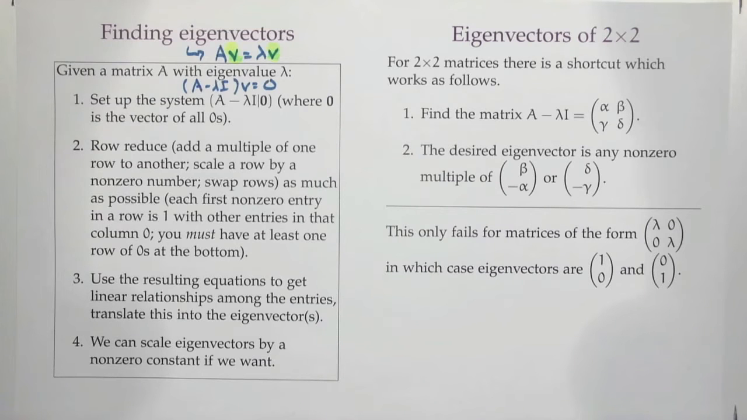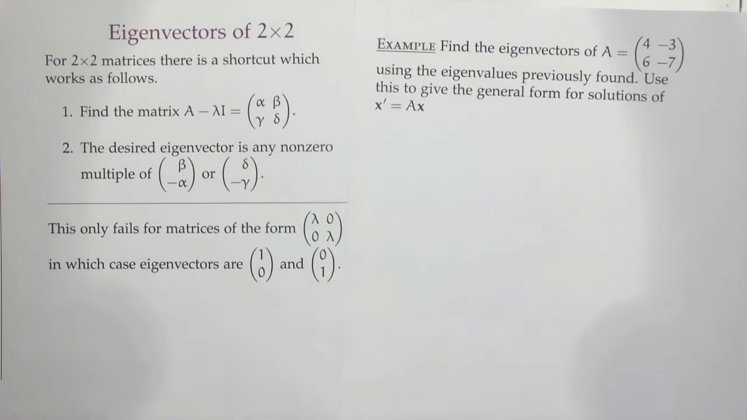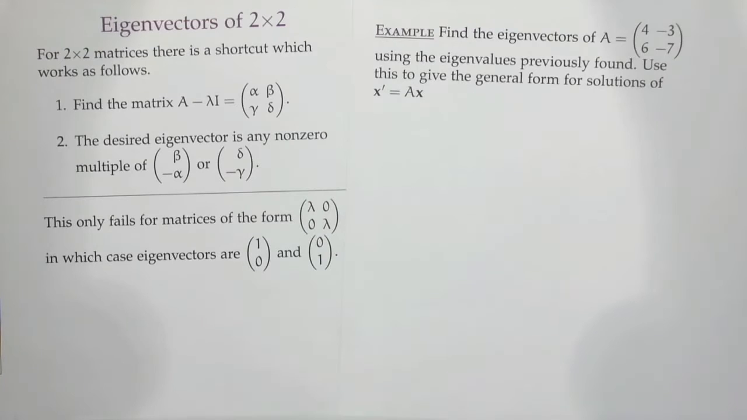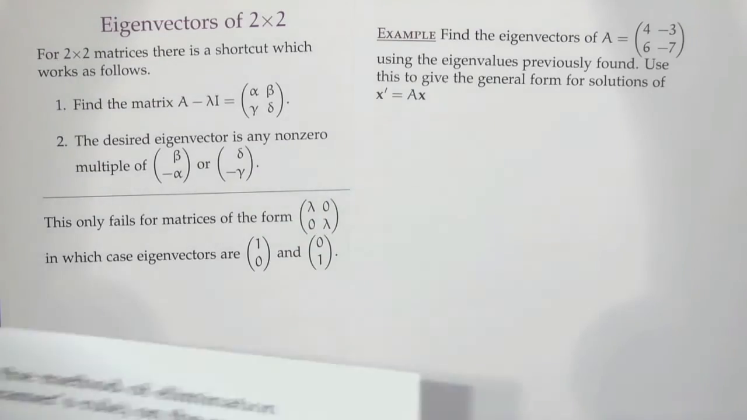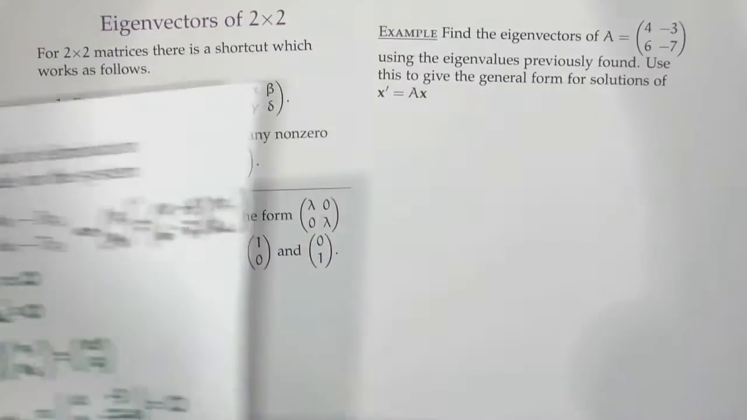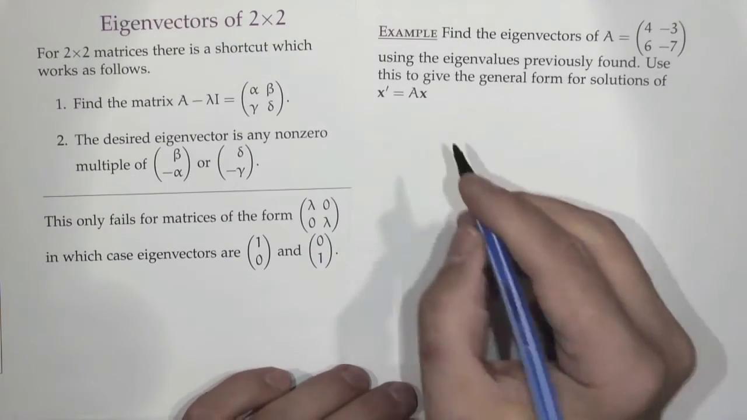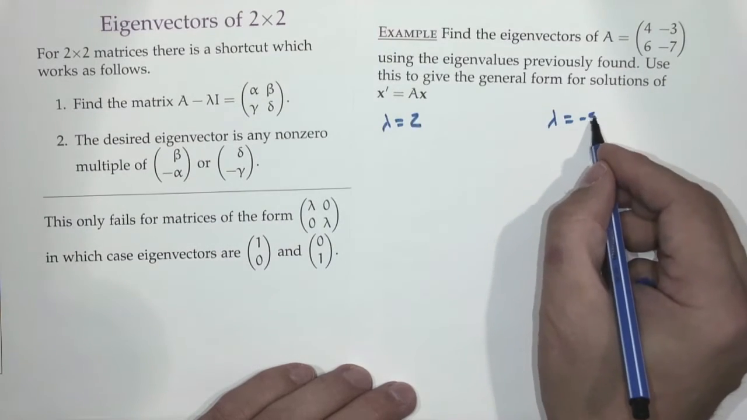All right. Let's do an example. So we'll have this for reference while we work our example. Find the eigenvectors of A equals [4, 3; 6, -7], using the eigenvalues previously found. So do you remember what those were? Yeah, 2 and negative 5. So those were the ones we previously found. So we say, great. Lambda equals 2. Lambda equals negative 5.